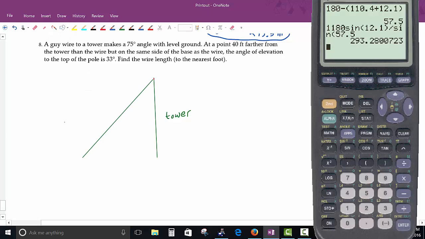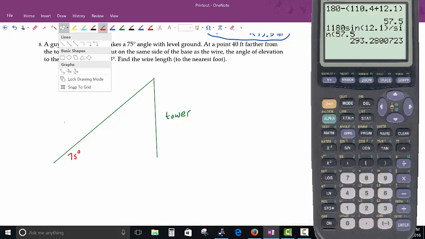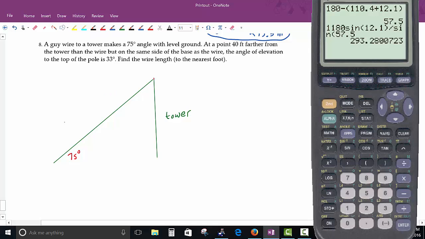This is going to be my guy wire, like that, to the tower. And that's going to be making a 75 degree angle with level ground. So that's going to imply that you have that situation. Whether that's a right angle, we don't really know, and it may not matter depending on what we're given.